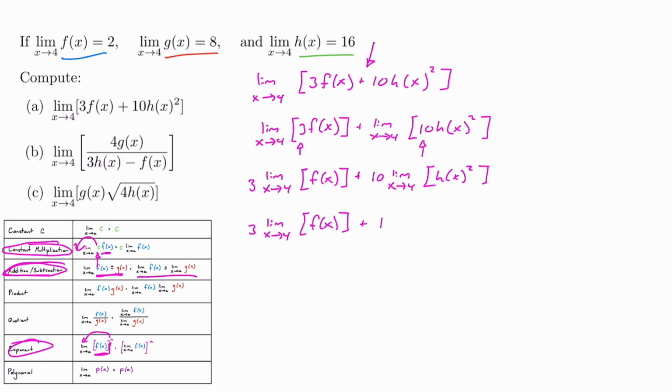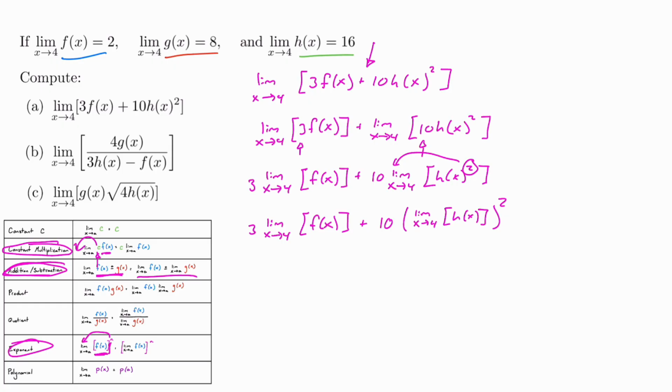And here we've got 10, and now we've got this power of 2, which we can bring on the outside of our limit. So let's go ahead and write our limit as x approaches 4 of h of x, and this is all going to be to the power of 2. So now what we can do is look at what we were given here.